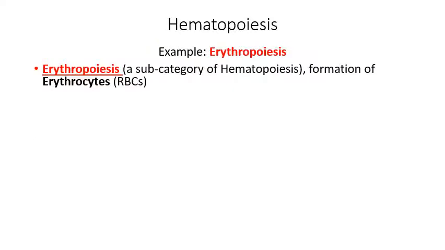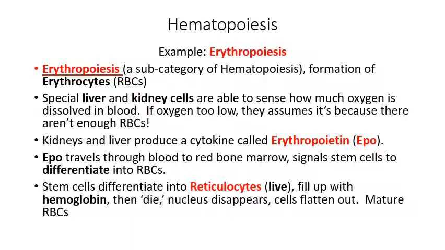All right, let's look at a specific example called erythropoiesis. Erythropoiesis is a subcategory of hematopoiesis. Erythropoiesis refers specifically to the formation of red blood cells. There are special cells in the liver and the kidneys that are able to sense how much oxygen is in the blood when the blood flows through the liver and the kidneys. If these special cells sense that the concentration of oxygen is too low in the blood, they assume it's because there aren't enough red blood cells.